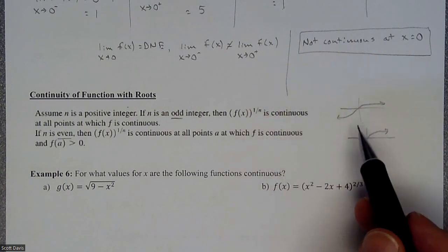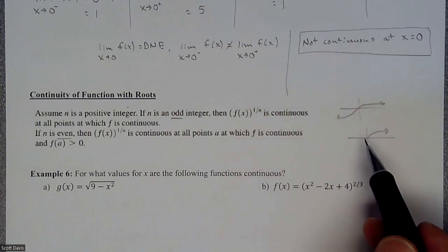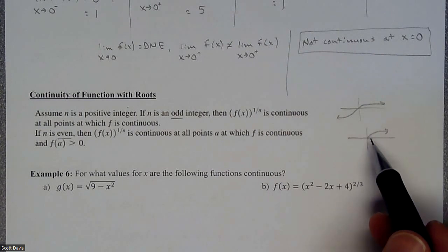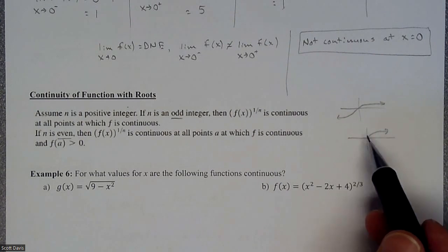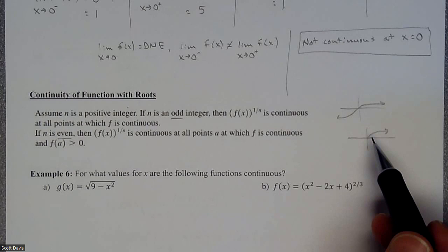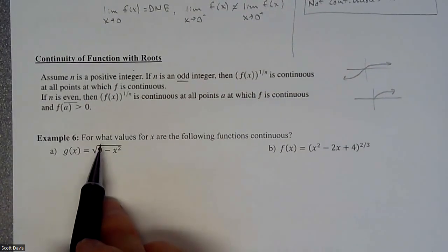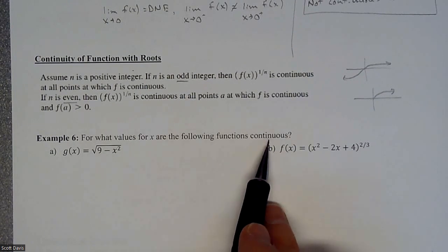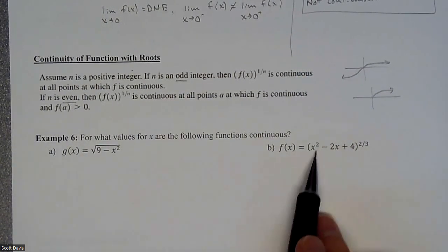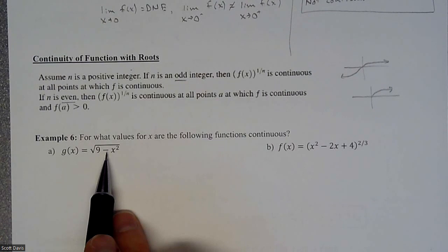But if you're talking about an even root, you're going to have a domain issue. As long as it's within the domain, you're not going to have any breaks, any asymptotes, nothing like that. You just have to figure out where the domain is. So it says we're trying to find the values of x where the following functions are continuous. Where's this one continuous? Let's start with this one.